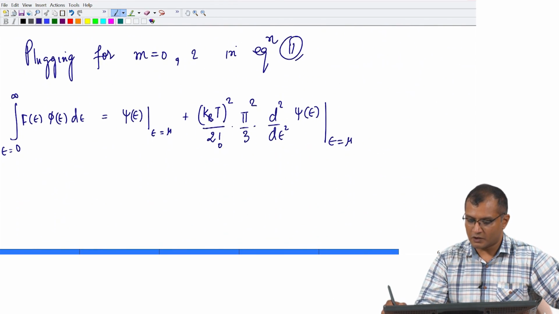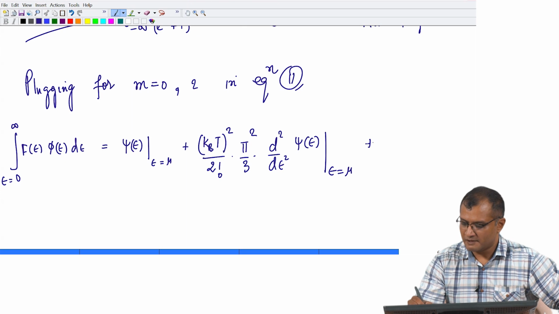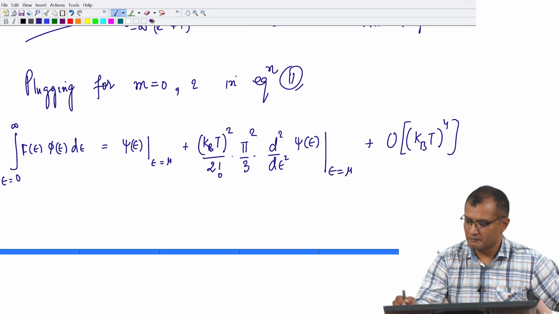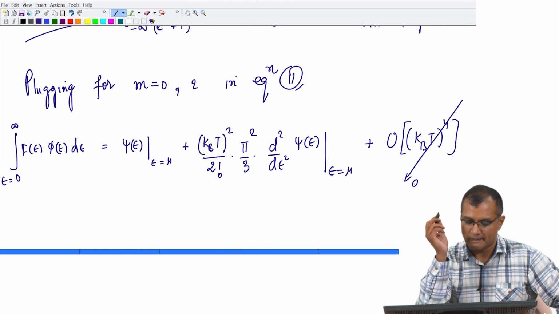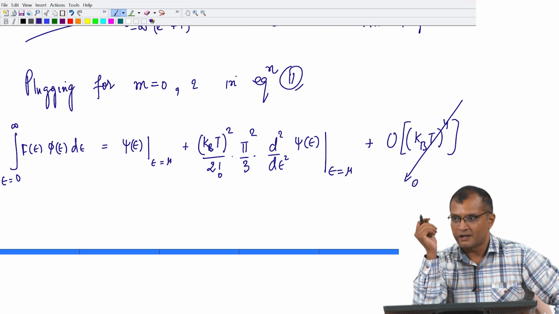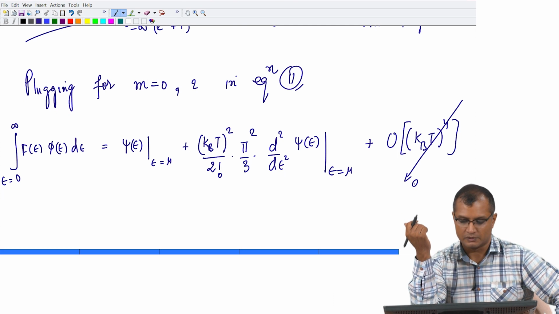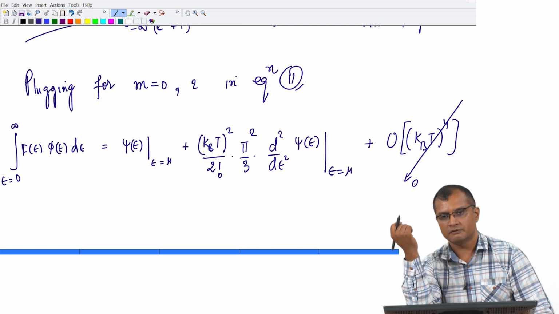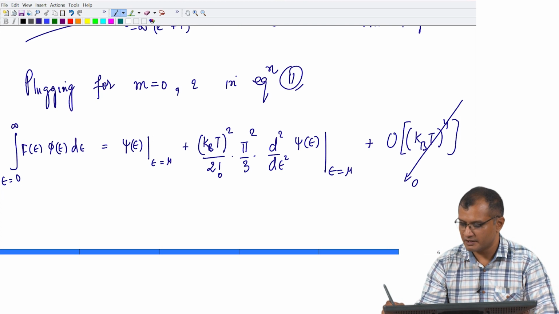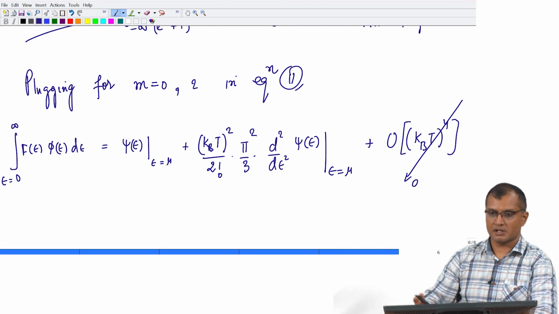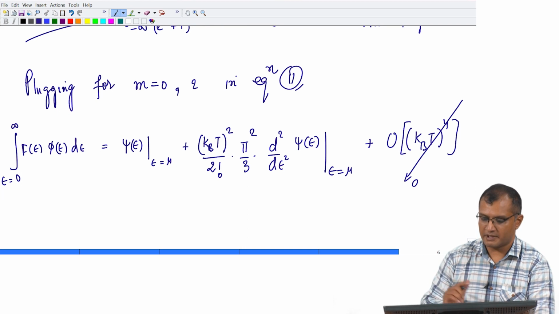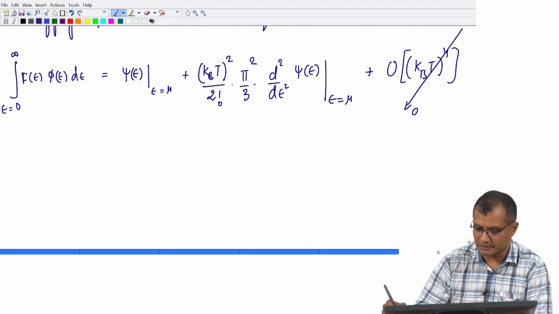And since I have not gone to m equal to 4, I will say that I have dropped terms of the order k_B T to the power 4. Okay. So, that would have been the prefactor of m equal to 4. We are not going to the 4th order, because anyway this is a theory at low temperatures. So, we will stop at the quadratic term in temperature.